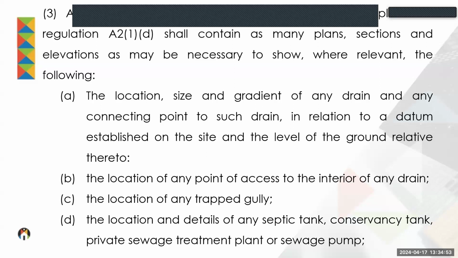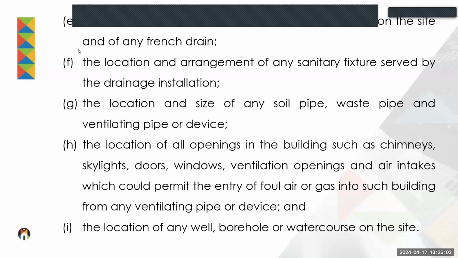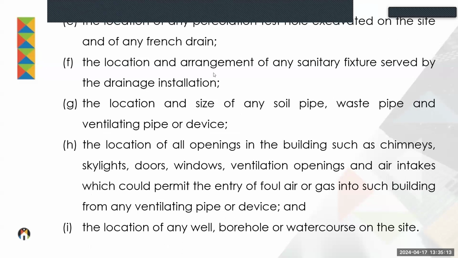Remember, there must be at least one gully per building. The location and details of septic tanks, conservancy tanks, private sewage treatment plant, or sewage pumps. If you're going to have a French drain, obviously, before you can actually even design a French drain, you have to do a percolation test. So the percolation test hole must be shown on the plan.